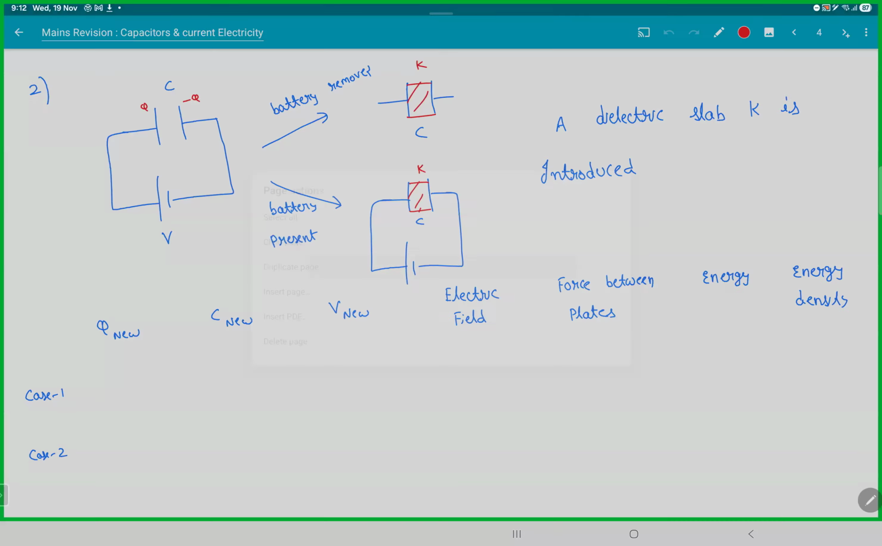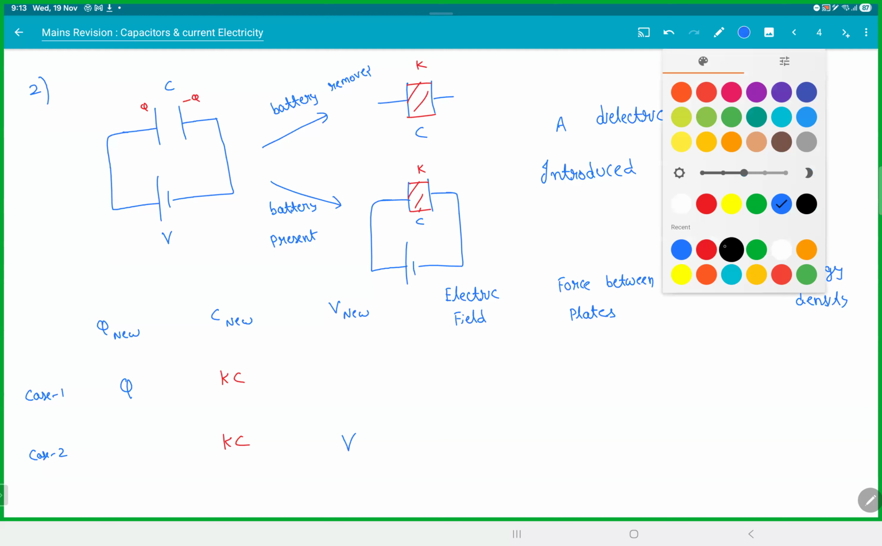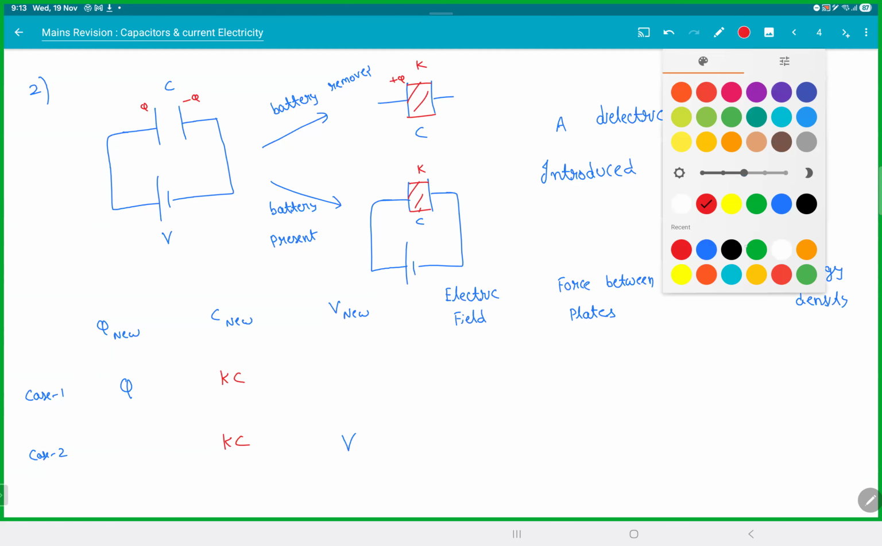So how do we do this? First thing, what will happen with the capacitance? It doesn't matter whether you have a battery or no battery, capacitance will become Kc. Start with the capacitance. In the first case, you removed the battery, so charge will remain the same. In the second case, you kept the battery, so the voltage will remain the same. If the battery is present, voltage remains the same. If you remove the battery, charge remains the same. Charge cannot change. Now start solving from there.